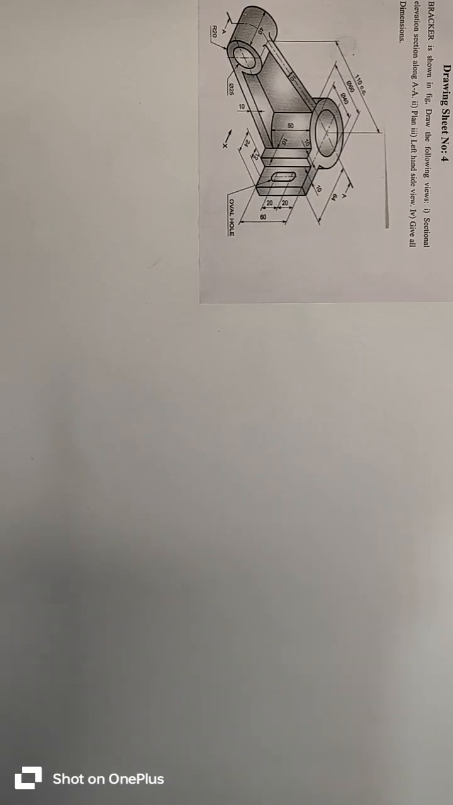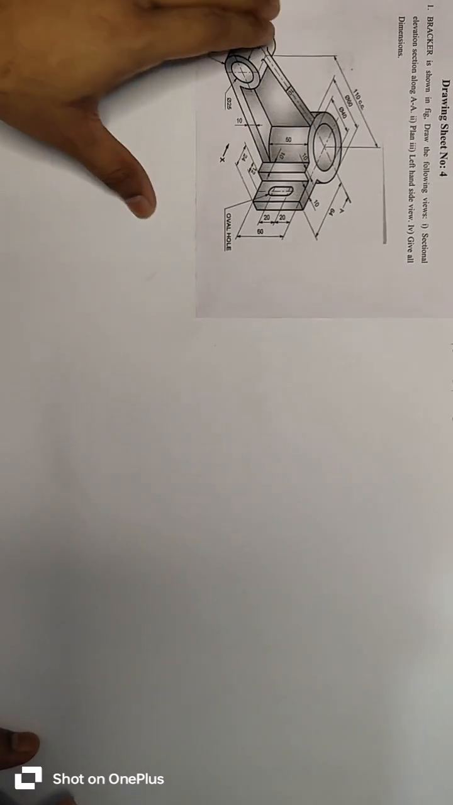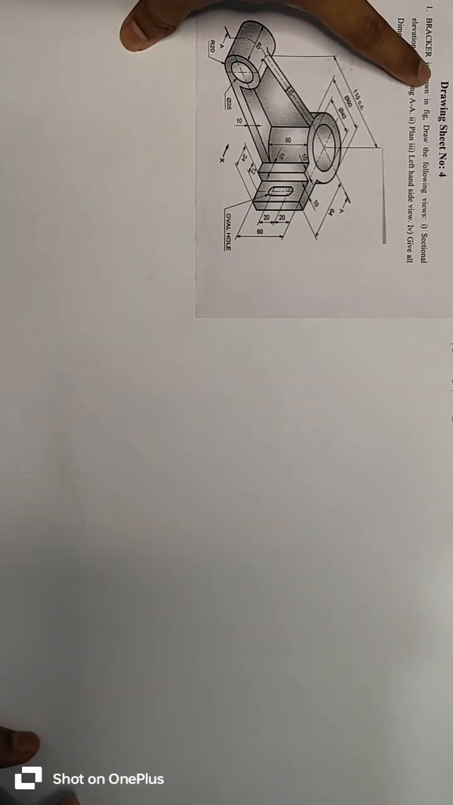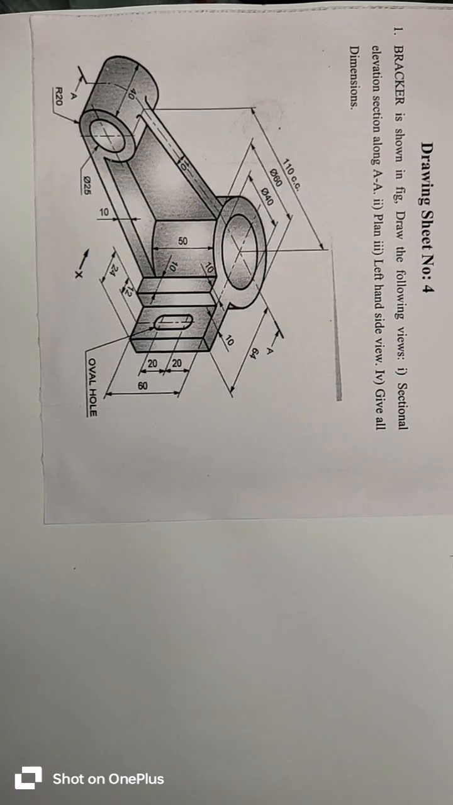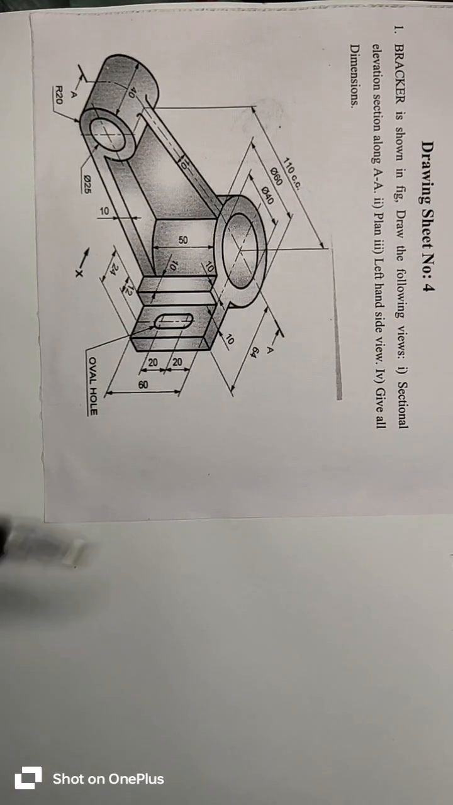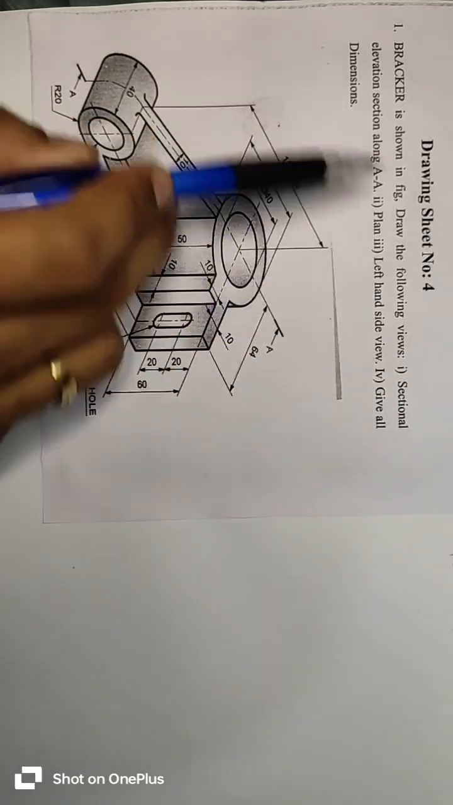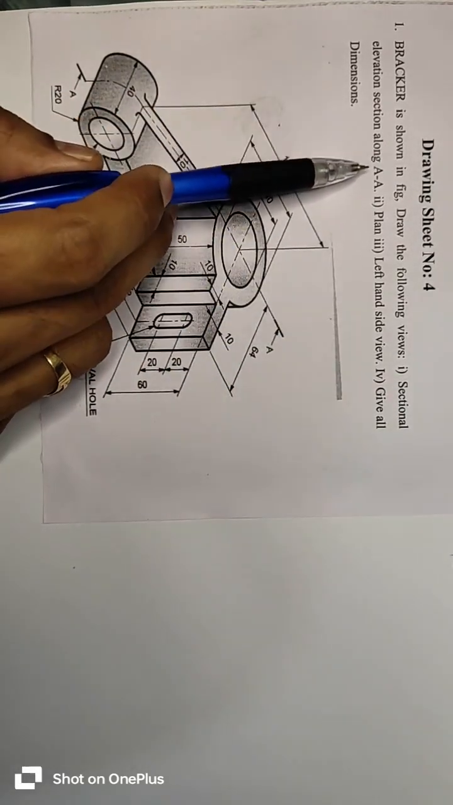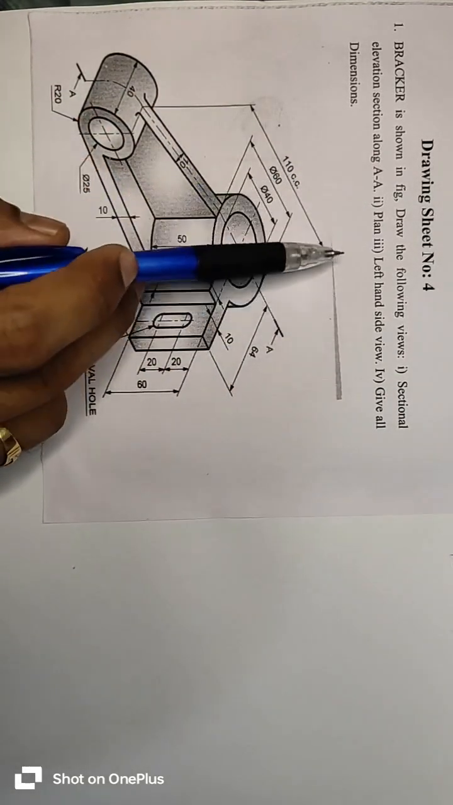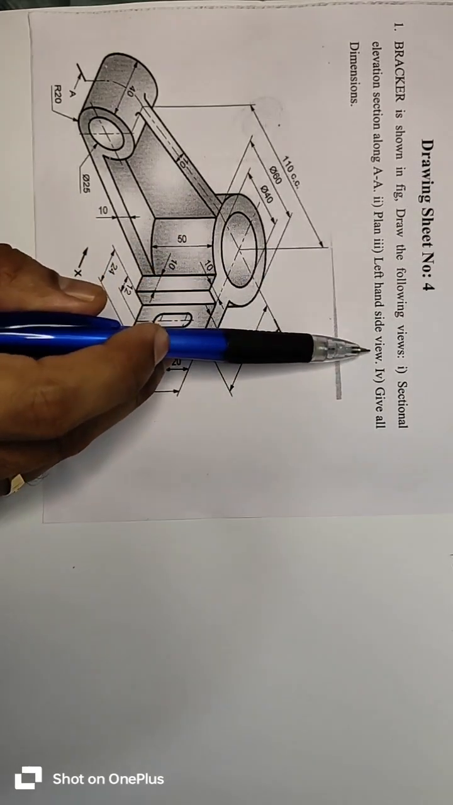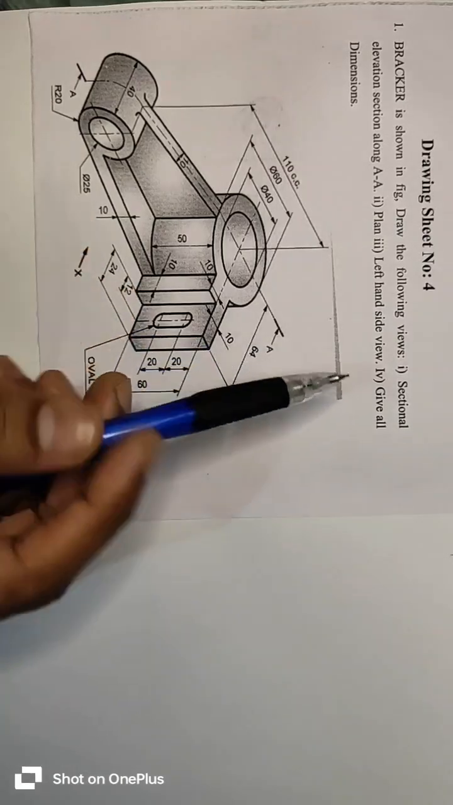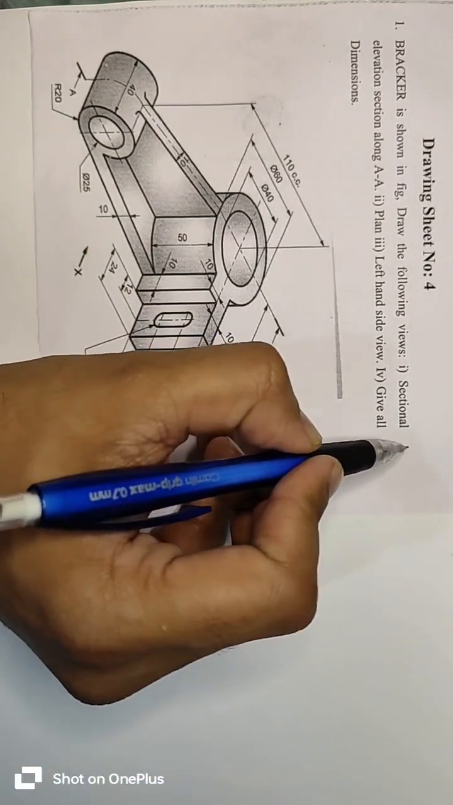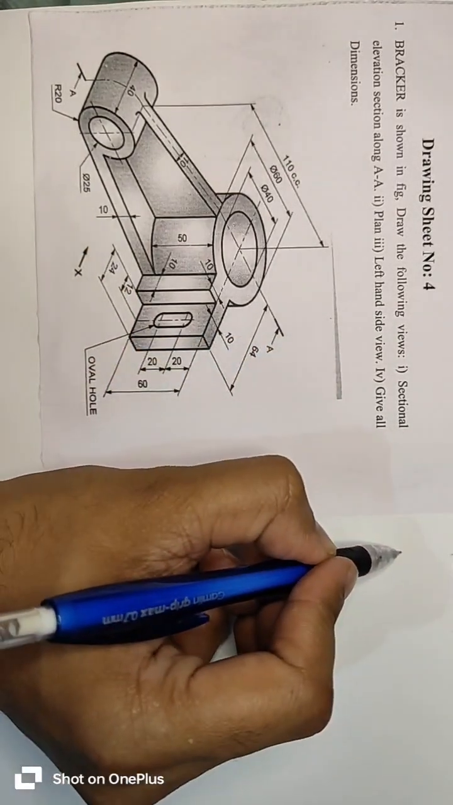Hello guys. Today we will see this question from orthographic projection, drawing sheet number 4, question number 1. In this question, a sectional elevation along section AA is asked, then the plan and the left hand side view. So this is a sectional orthographic question. For sectional orthographic, we have to draw the sectional view.